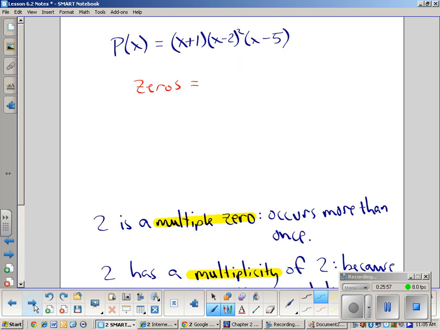Okay? Moving on. What's the zeros of this one? I heard a -1. Someone else? 2. 2 again. And a +5. I agree with that. You see that x minus 2 is squared? So that means that 0 occurs twice. So I should write them down that way.